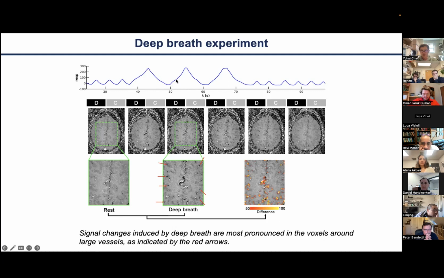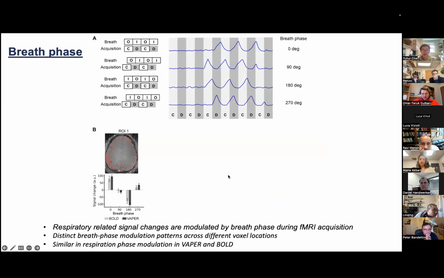You can imagine that if we shift the relative timing between the breathing curve and our acquisition window, this pattern could change. So we did an experiment to test this. Here the blue curve shows the respiration curve, and the white and gray bars show our acquisition window of each volume. We shifted the relative timing between respiration and our acquisition. If you focus on this condition, we call it a breath phase of 0 degree, because here the BOLD image is acquired totally during the breathe out phase.